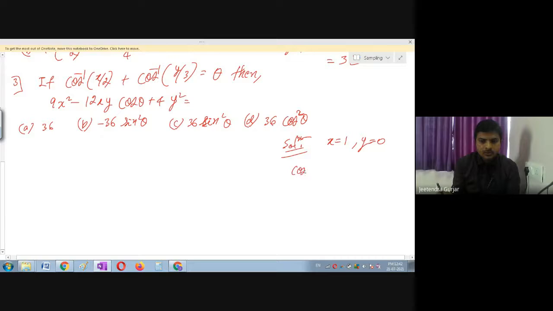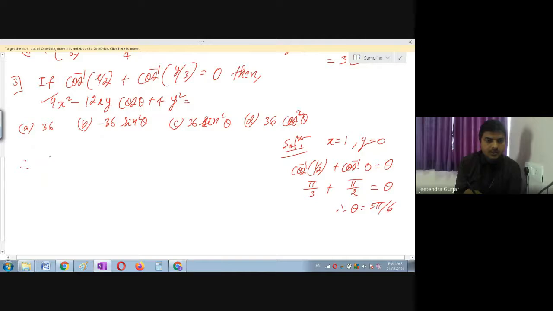So this is cos inverse 1 upon 2 plus cos inverse 0 is equal to theta. So therefore, cos inverse 0 you already know, everyone, students, it is pi upon 2, and cos inverse 1 upon 2, yes, it is pi upon 3. Therefore, theta is equal to 5 pi by 6. Is it clear? So let me substitute this theta value and the x, y values in this equation. So therefore, see, it should satisfy the equation now. So therefore, I'll just substitute in this equation.